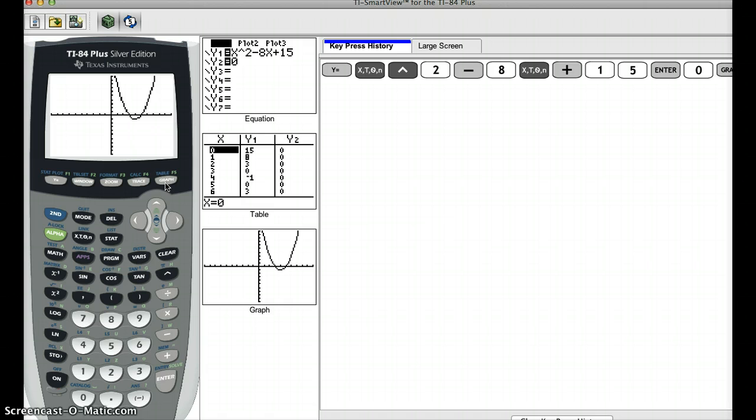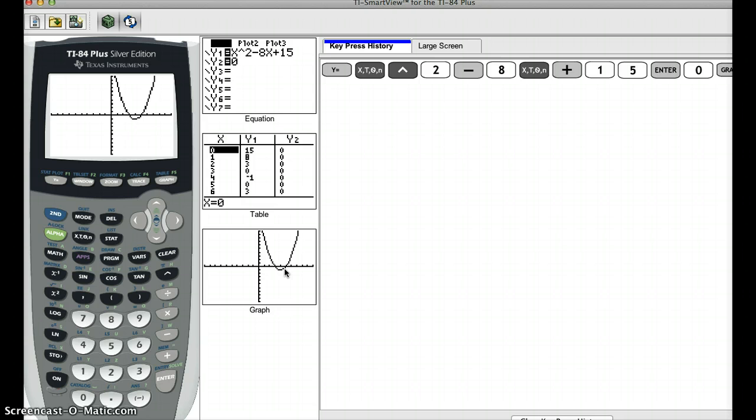You can also zoom in here, and if you want zoom standard, you can hit zoom 6 or zoom square. We have the emulator software here, so you're going to see the two equations, the table of values for those two, and the actual graph. So remember, when we solve a quadratic equation or any polynomial, we're looking for where the polynomial, in this case the quadratic, crosses the x-axis.